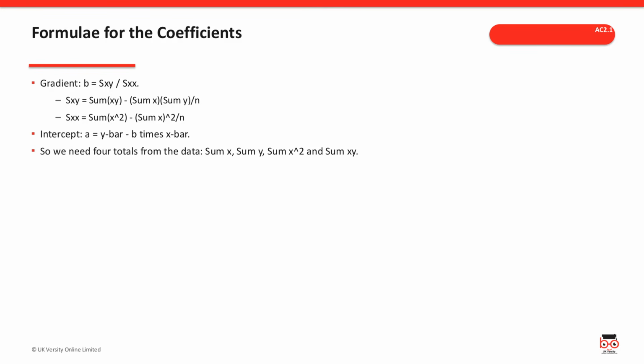The gradient b is Sxy over Sxx. Now Sxy is the sum of xy minus the sum of x times the sum of y all over n, and Sxx is the sum of x squared minus the quantity sum of x, squared, over n. Once you've got b, the intercept a is simply y bar minus b times x bar. So in the end, you only need 4 totals from your data: the sum of x, the sum of y, the sum of x squared, and the sum of xy.